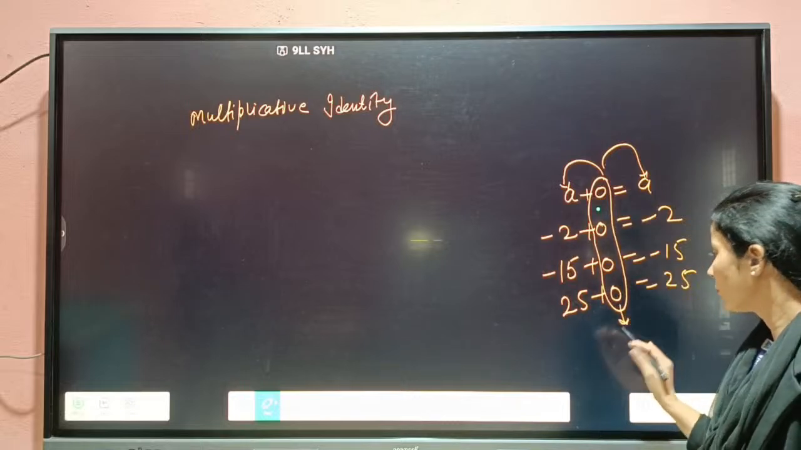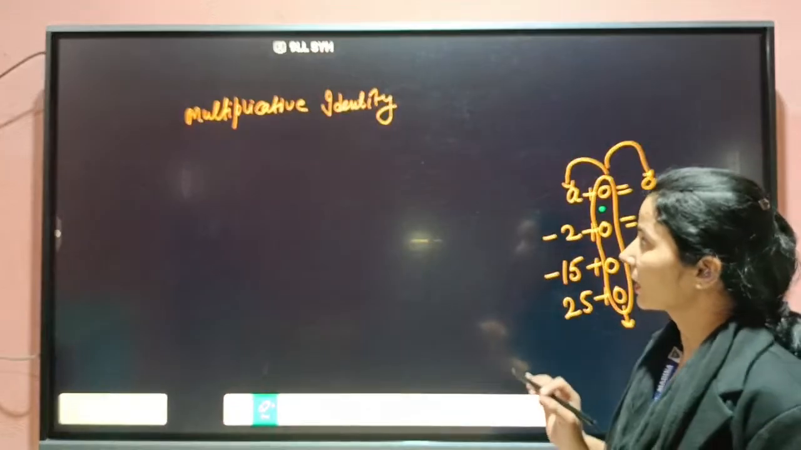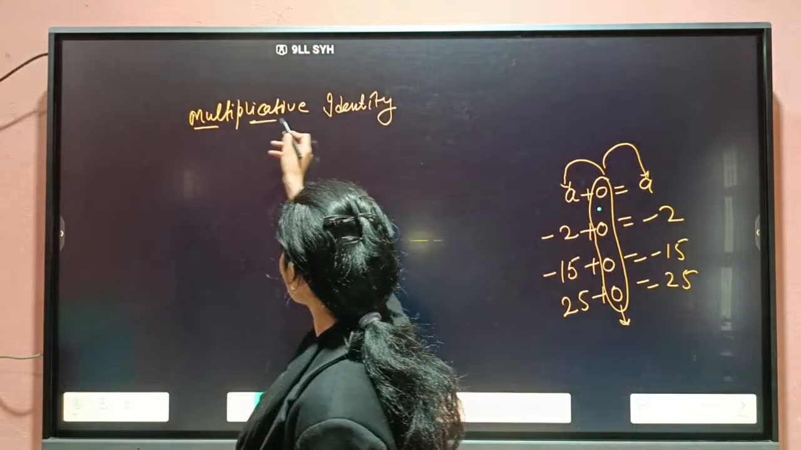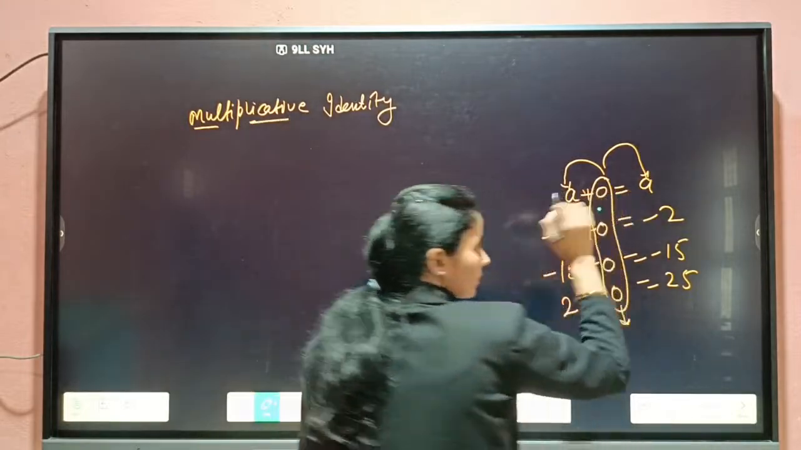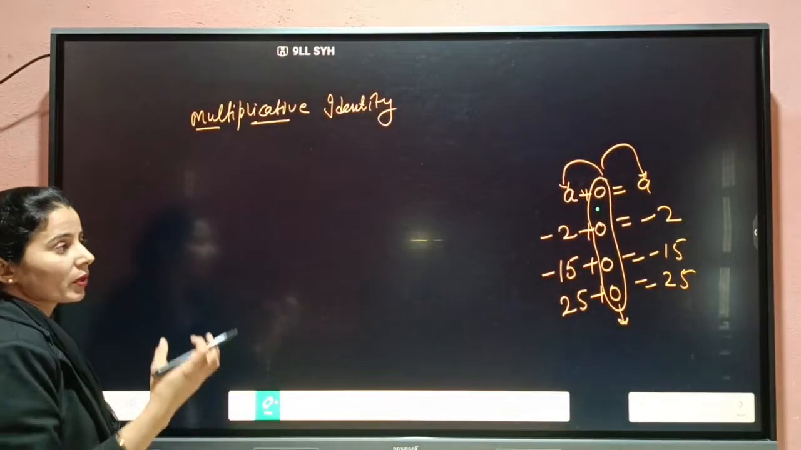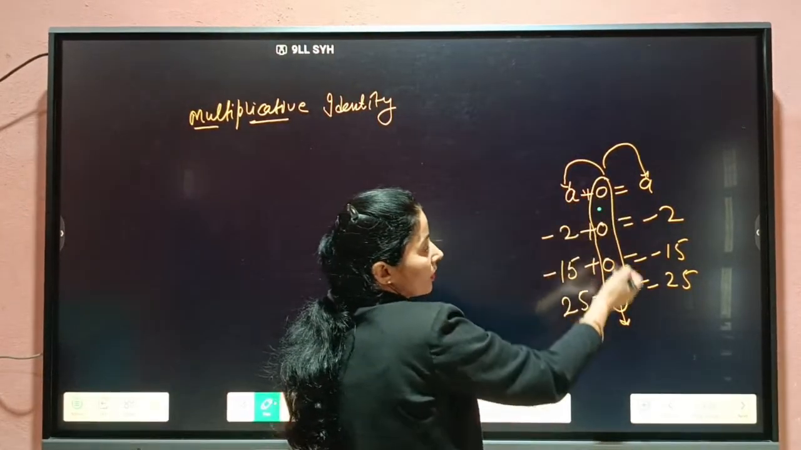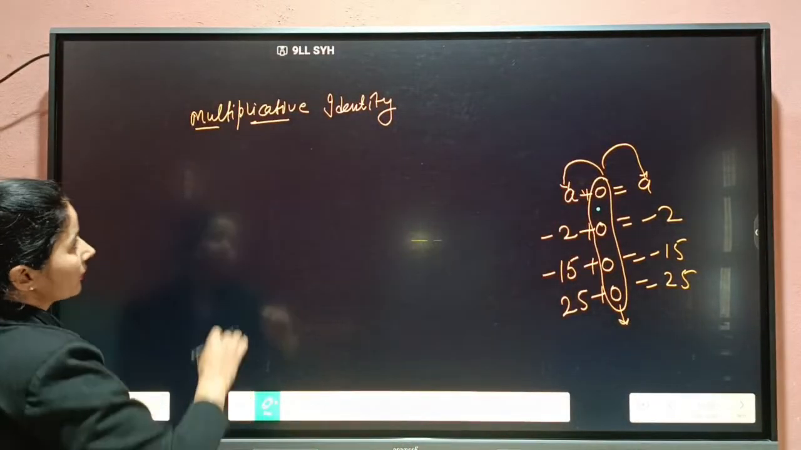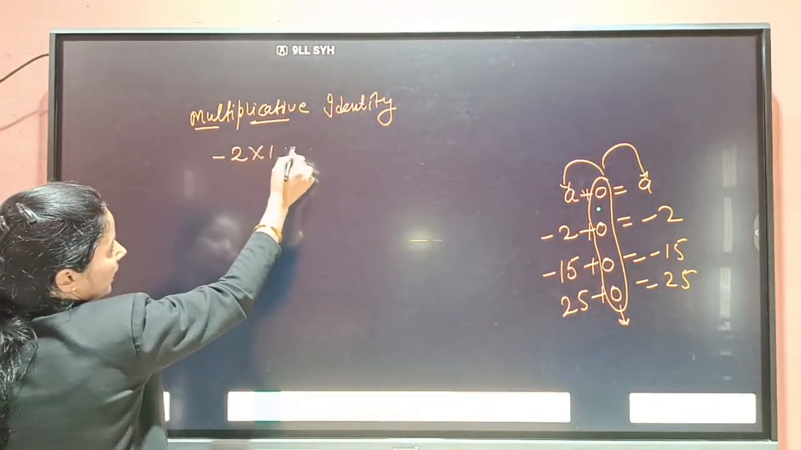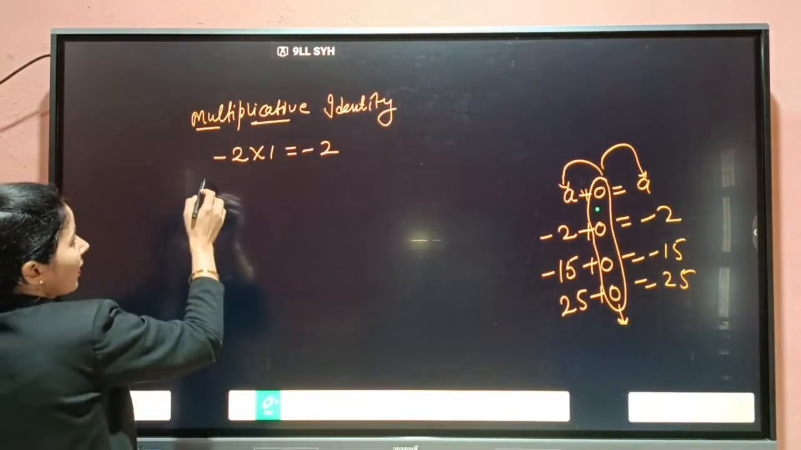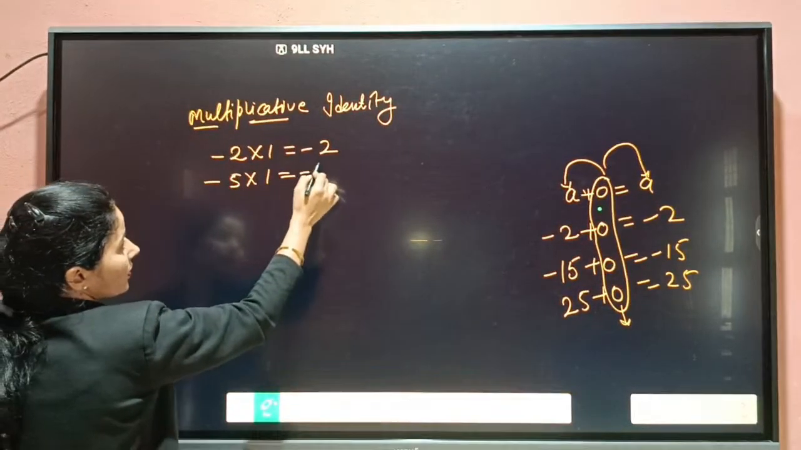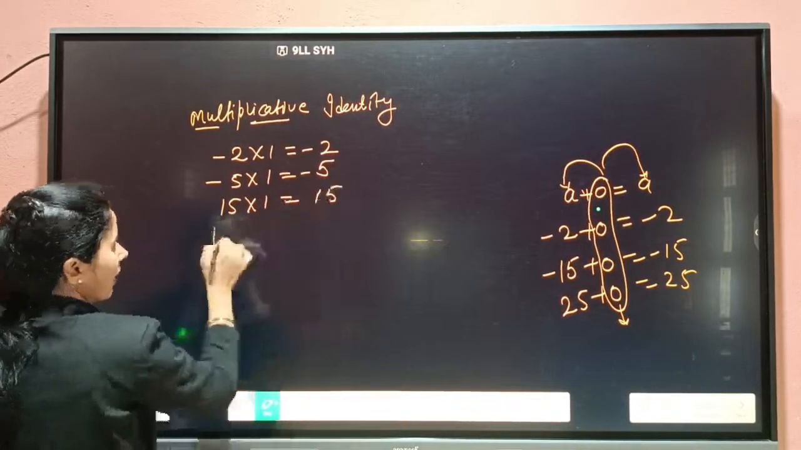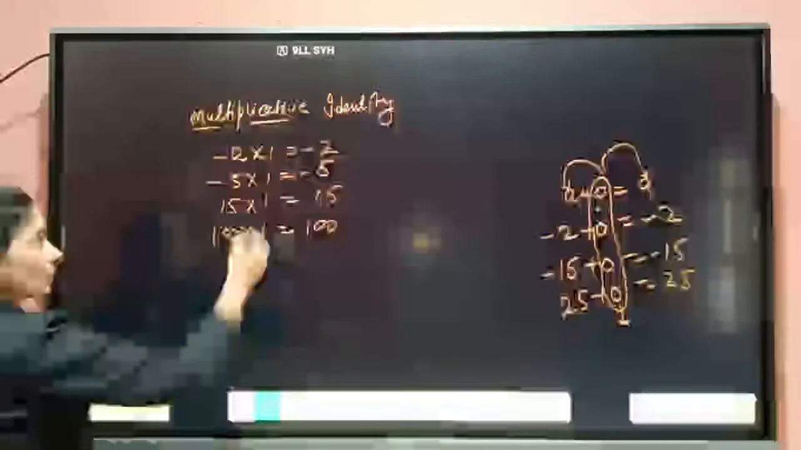So this 0 was the additive identity for integers. Now what is the multiplicative identity? If it is multiplication, then it is understandable that in place of the plus sign I will use the multiplication sign. But what is there in place of 0, such that if I multiply any integer by it I will get the same integer? That is 1. Minus 2 into 1, the answer is minus 2. Minus 5 into 1, the answer is minus 5. 15 into 1 is 15. 100 into 1 is 100.